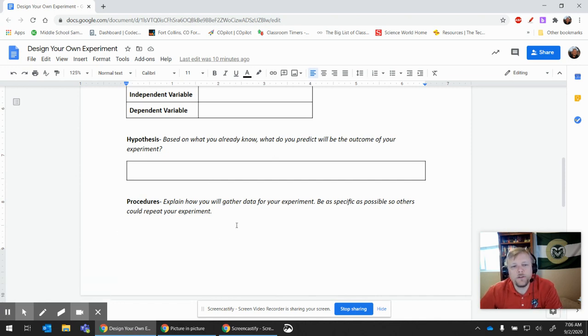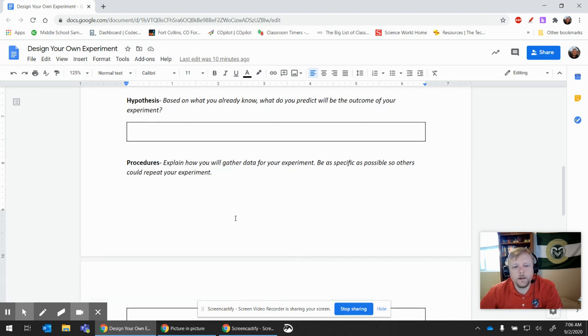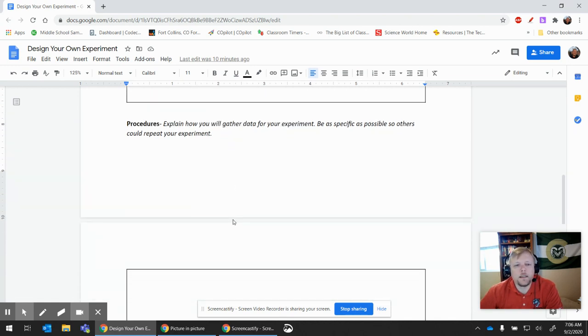Once you finish writing your hypothesis, then you'll write your procedures. Okay, for your procedures, you're explaining how you are going to gather your data. The more specific you can be, the better. When a scientist writes a procedure, they write it so that people could take their experiment and duplicate it, do it again to make sure the results are accurate. So I want you to think about it that way. If someone else tried to do exactly what you did, would they be able to follow your procedures? If the answer is yes, then you did a great job. If the answer is no, then go back and find where you can add some more detail in there.